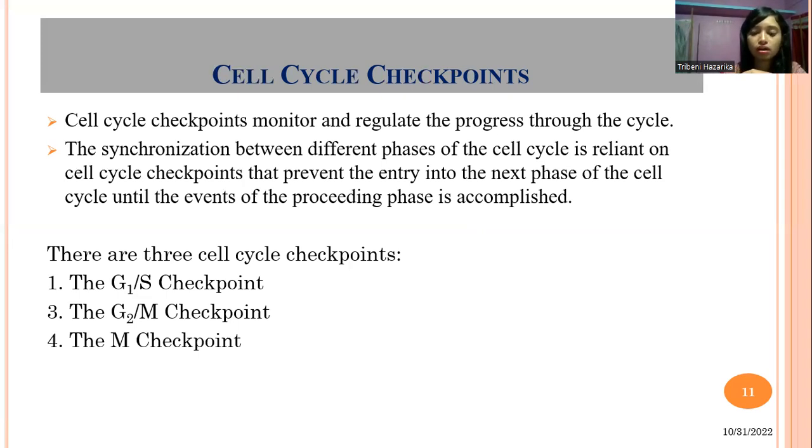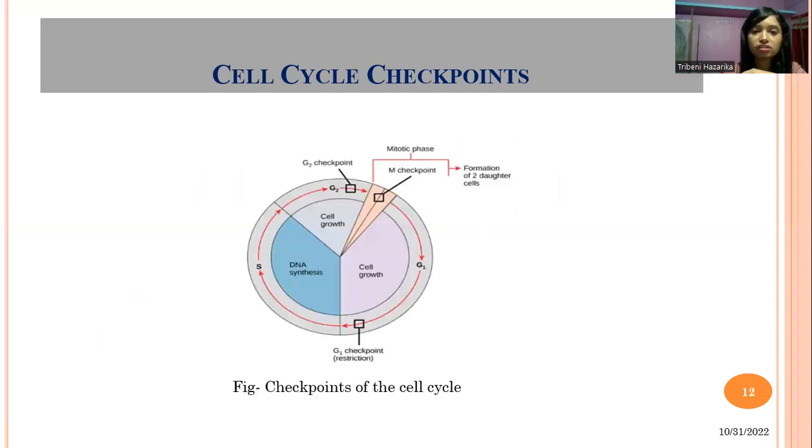Now I'll be discussing the three checkpoints in more detail. So here is the image showing the three different checkpoints of the cell cycle. This one is the G1 checkpoint, which takes place between the G1 and S phase. Then the G2 checkpoint occurs at the end of the G2 phase, and the M checkpoint takes place at the end of the metaphase during the process of mitosis.